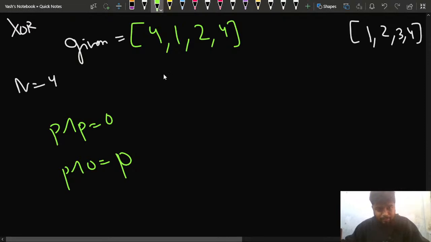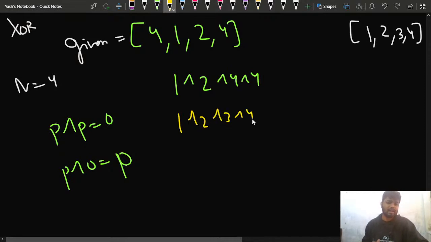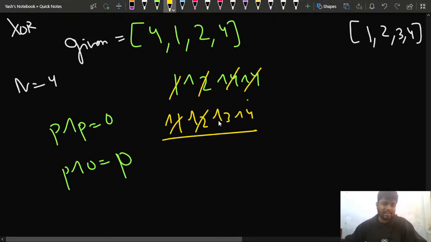So let's try and see. If you have this particular array, that is 1 XOR 2 XOR 4 XOR 4, I'm writing it in these terms, and the original array that I want is 1 XOR 2 XOR 3 XOR 4. I can easily observe that if these values are XORed, where each element occurs only once, overall 1 and 1 get cancelled, 2 and 2 get cancelled, and 4 and 4 also get cancelled. So I have 3 XOR 4, right? This is something that I get.